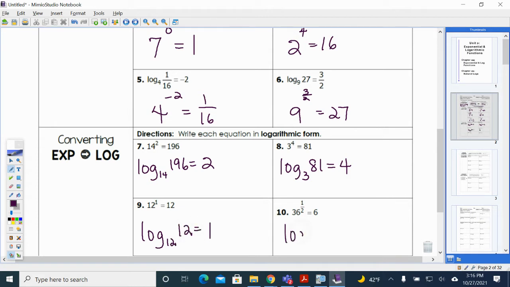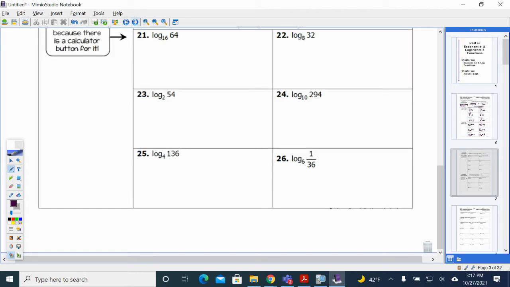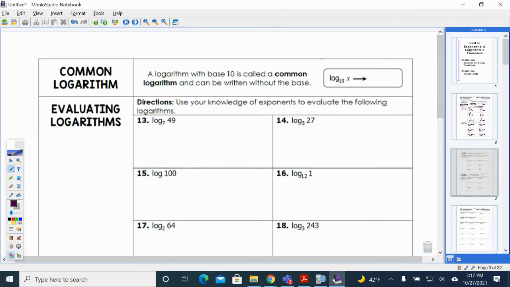Number 10, log base 36 of 6 is equal to, the exponent is 1/2. Last 2, number 11, log base 2 of 1/8 is equal to, the exponent is negative 3. And number 12, log base 8 of 16 is equal to, the exponent is 4/3. So converting from log form to exponent form and exponent form to log form is just something that you guys are going to have to memorize the process on.